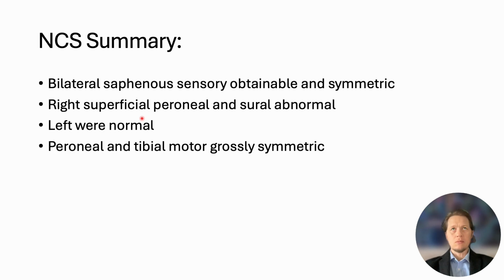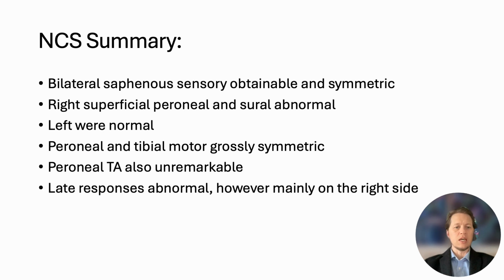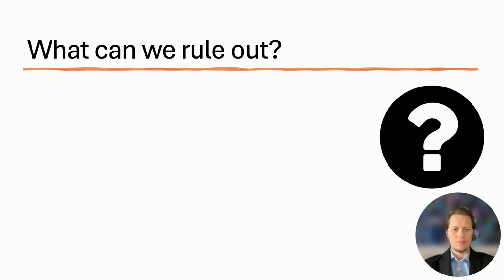Perineal and tibial, you would say, are grossly symmetric, but I would say the perineals are trending into a lower amplitude relative to the tibials. So perineals are not looking as good as tibials in this situation. But no reduced conduction across the fibular head, especially for that perineal to the TA. Late responses were abnormal, but again, if you looked at those numbers, it's all right-sided. This is not bilateral, right?